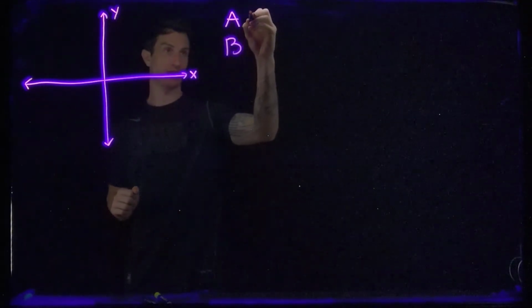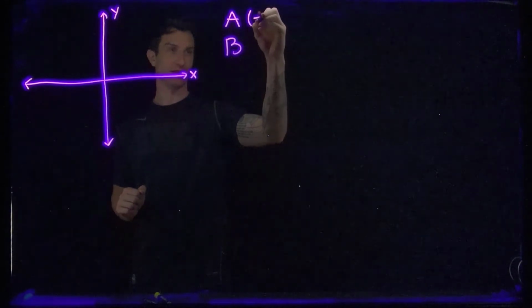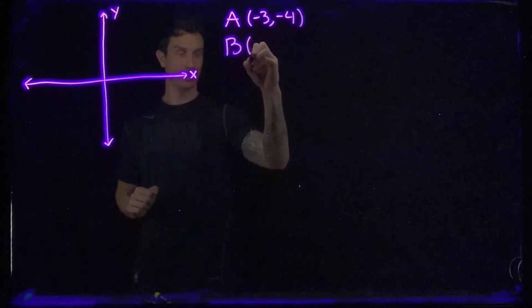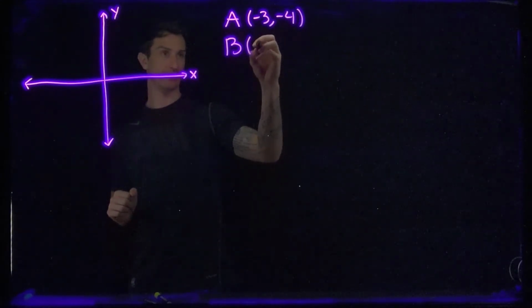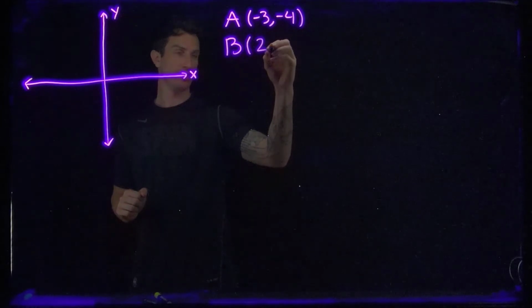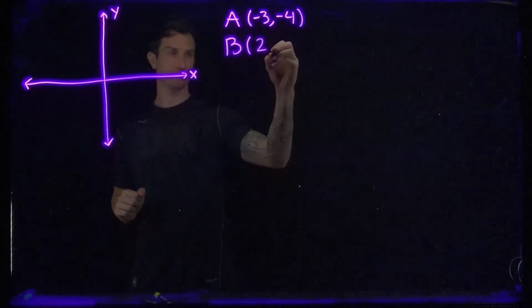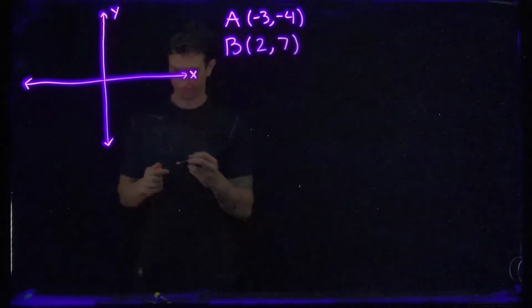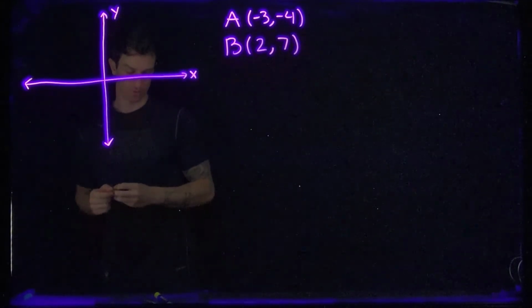So we'll say A is going to be, let's do -3, -4, and B is going to be, let's do 2 and positive 7. We'll go ahead and graph both of those.